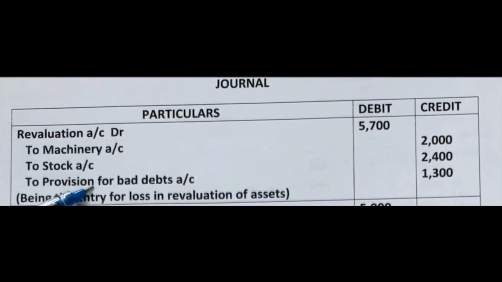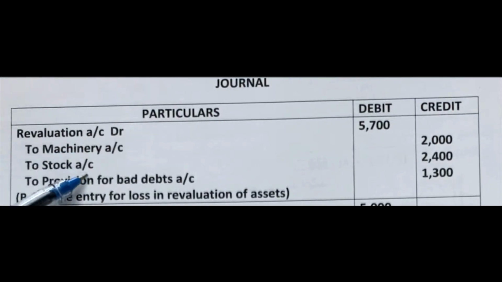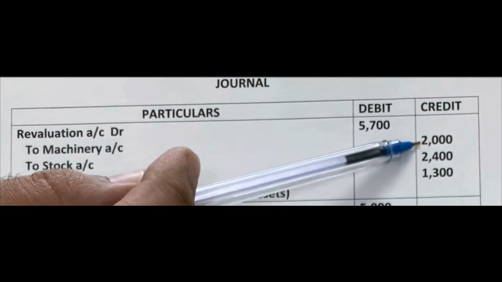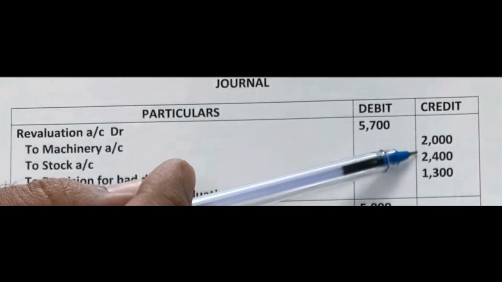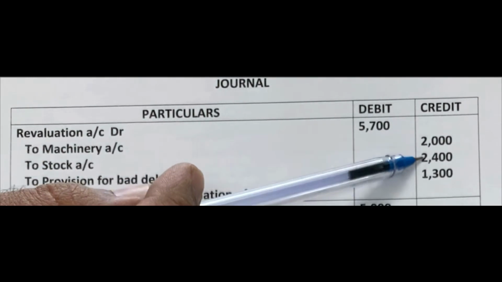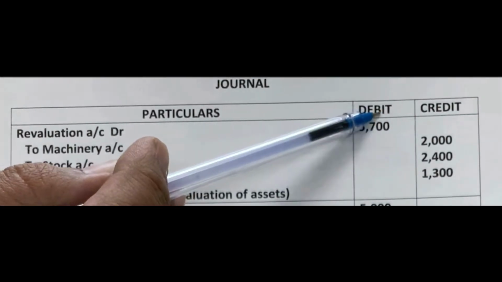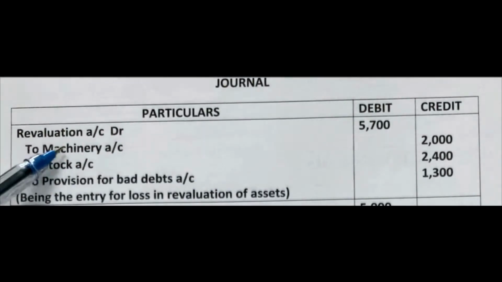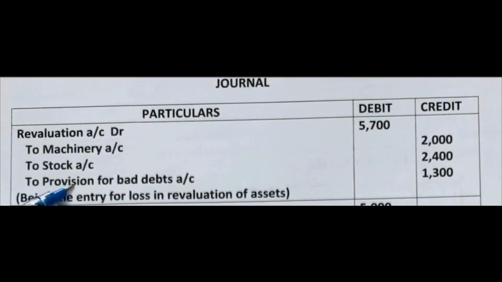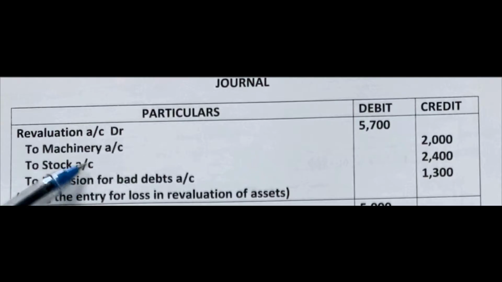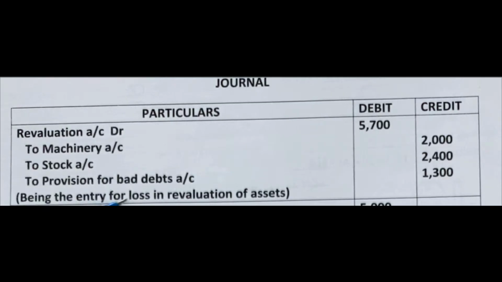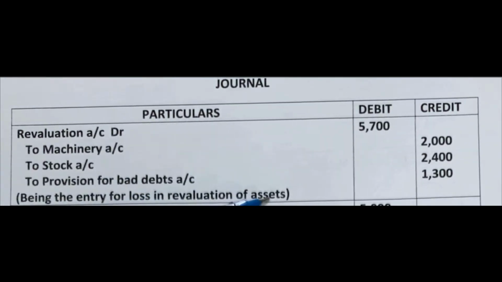First credit amounts we have to write because we credited more than one account. In credit column, write down the amounts first. From where you will get these amounts? In revaluation account debit side, we calculated these amounts. In debit column, add these 3 amounts and put the total. Come to narration. Machinery, stock and debtors. These 3 assets are reduced here and it is a loss. So for that loss, we wrote this entry. Mention that being the entry for loss in revaluation of assets.